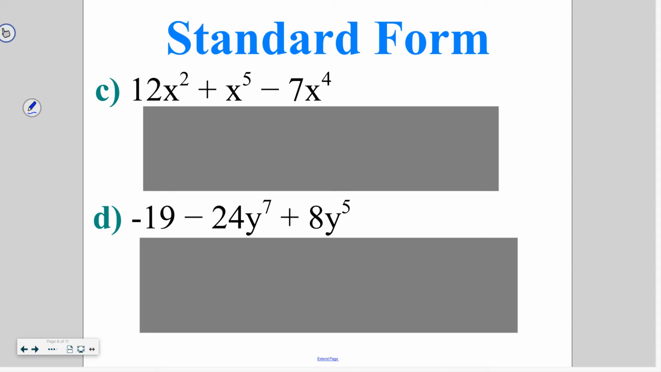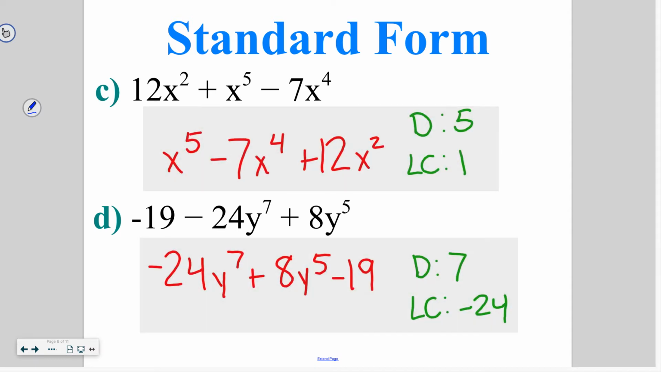Go ahead and try these two on your own, putting them into standard form and then finding the degree and the leading coefficient. So our first one, we rearrange, and our degree is 5. That's our highest exponent. The leading coefficient is 1 here because we do not have a number in front of that variable, so I could stick a 1 in the front. Second one, our degree is going to be 7, and our leading coefficient is negative 24.